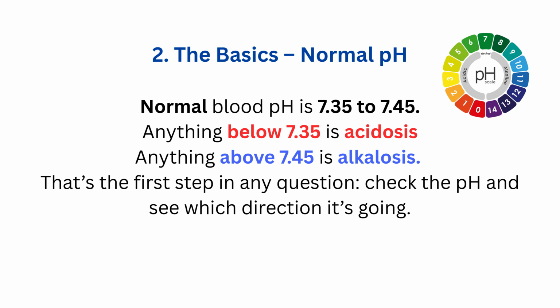2. The basics. Normal pH. First, normal blood pH is 7.35 to 7.45. Anything below 7.35 is acidosis, and anything above 7.45 is alkalosis. That's the first step in any question. Check the pH and see which direction it's going.